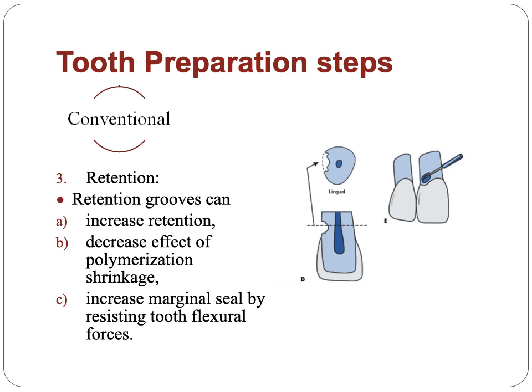Now retention in the conventional design, we usually use grooves, and those grooves decrease the effect of polymerization shrinkage, and they can increase marginal seal by resisting tooth flexural forces. As you know, on the cervical area of the root, there are many forces that can work on this area, most likely the flexural forces. So those flexural forces will try to debond your restoration. So making those grooves will help you to retain the restoration and increase the retention.